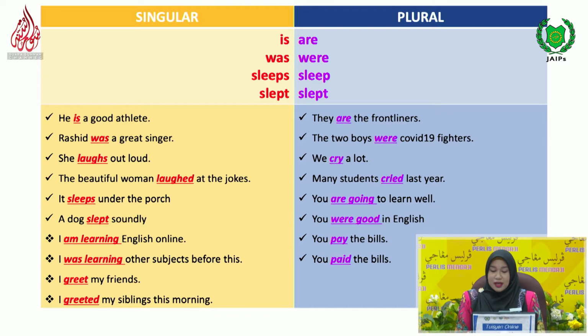So one subject is singular, more than one is plural. So in order to use the verb correctly, you definitely need to know whether the subject is singular or plural, especially for the present tense. Present tense ni special sikit kan tengok. Okay. So enough with the overview. Let us proceed with the main points for today.